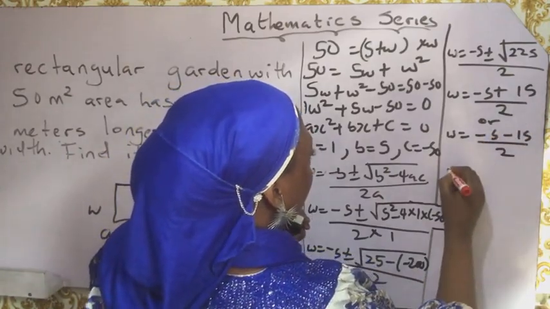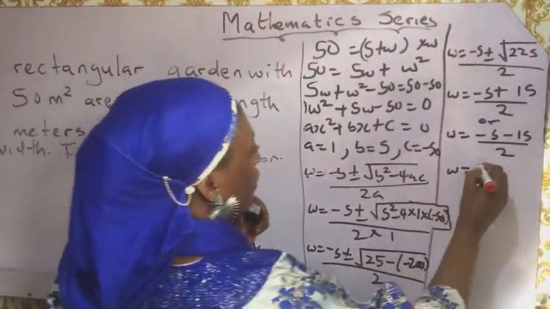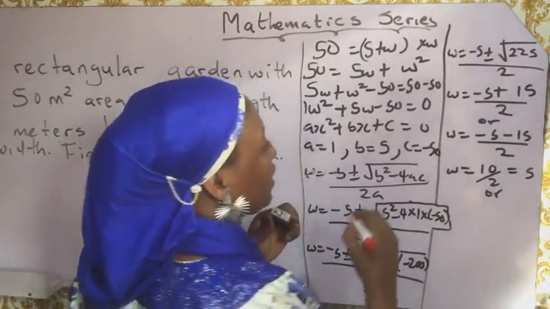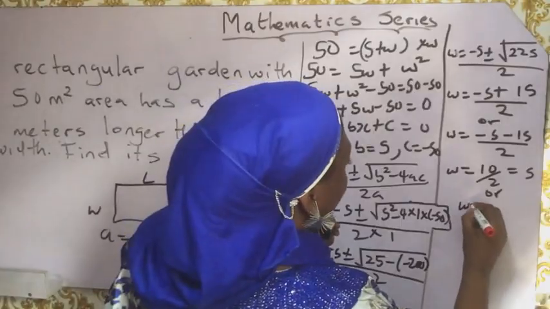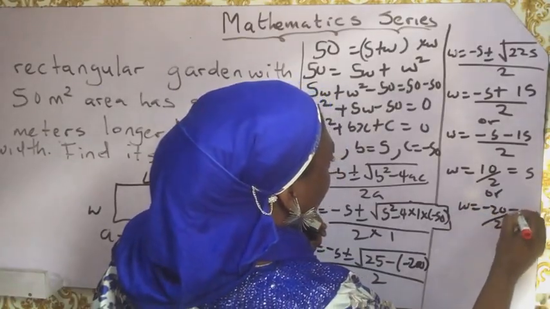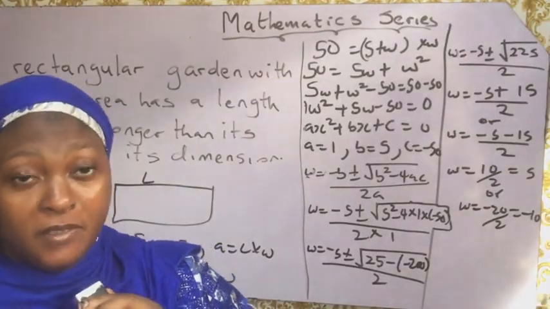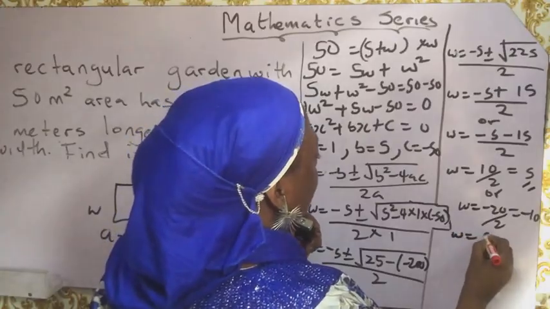over 2. So we have w, negative 5 plus 15 gives positive 10. Positive 10 over 2, which is equals to 5. Or negative 5 minus 15 gives negative 20. So negative 20 over 2, which gives negative 10. It is not possible for the length of a rectangle to be negative, so we chose the positive value, which means that the width is 5.